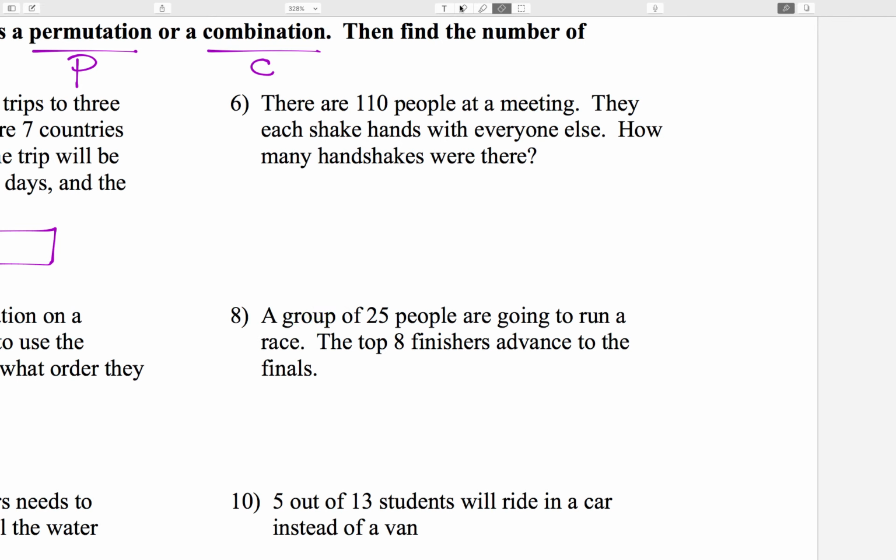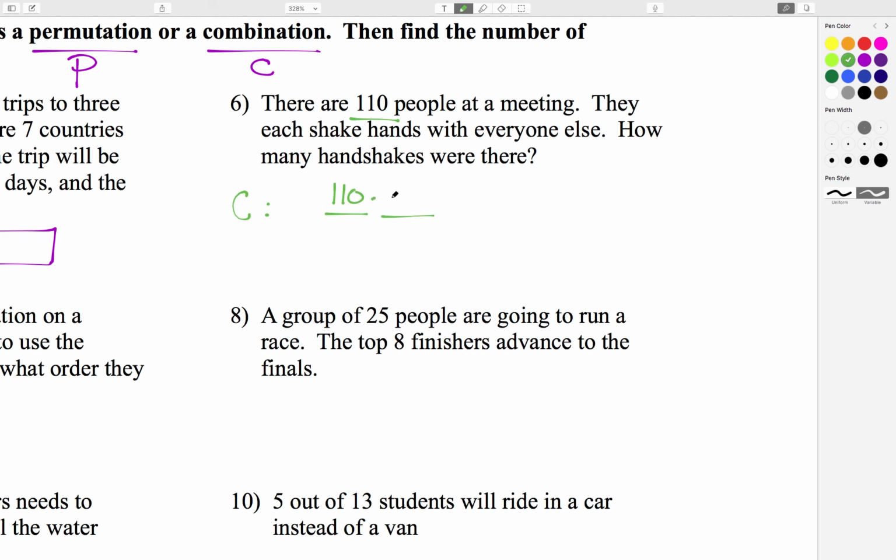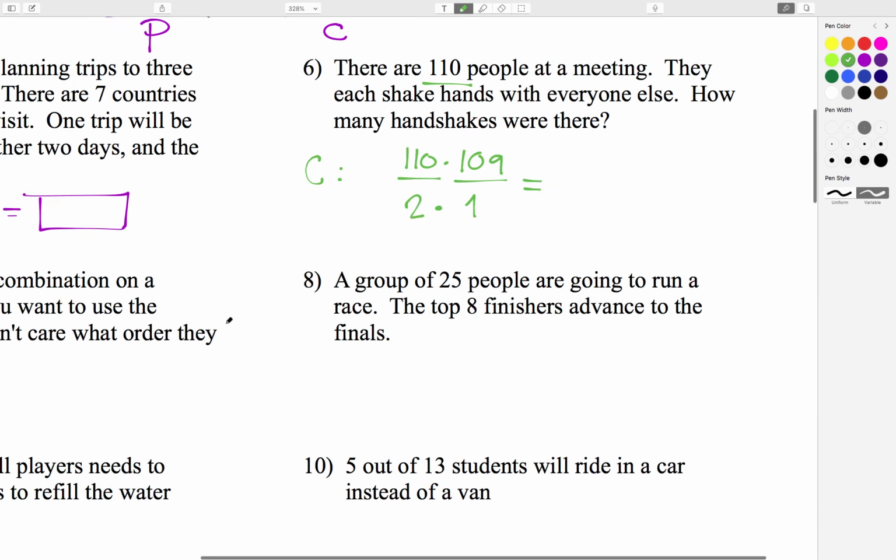It's as if I tell you, out of the 110 people, how many ways can I just pick 2 at a time? So it's a combination, and out of 110 I pick 2. 110 times 109. And since it's a combination, I divide by 2 times 1. Simplify and work it out.